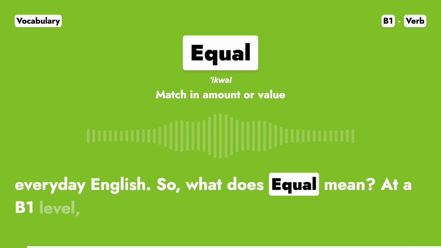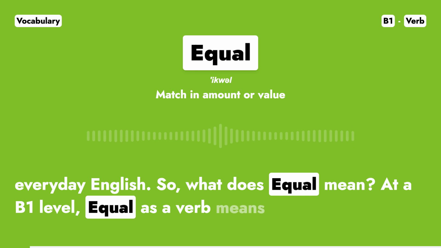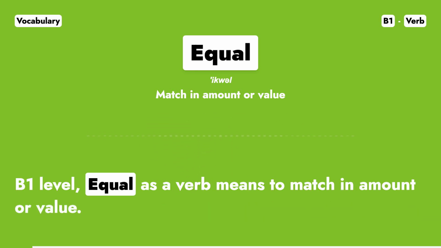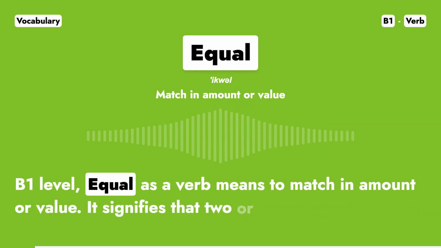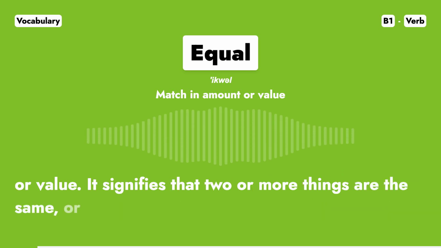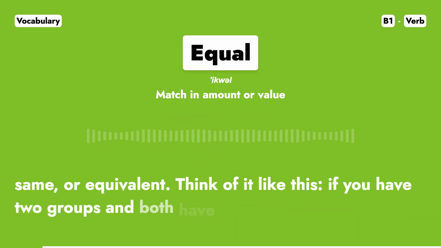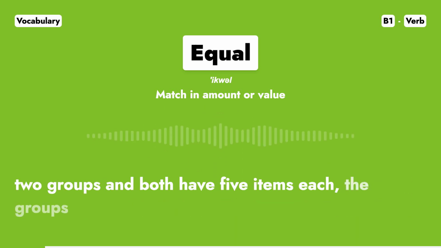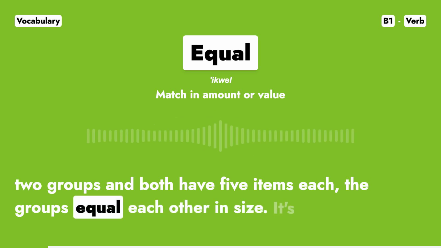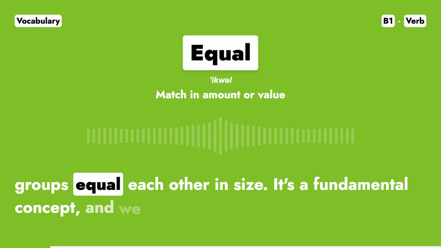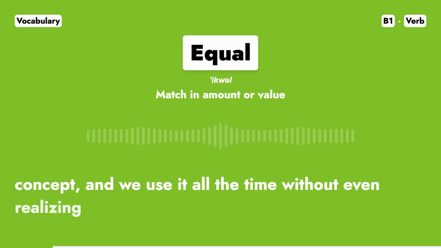At a B1 level, equal as a verb means to match an amount or value. It signifies that two or more things are the same or equivalent. Think of it like this. If you have two groups and both have 5 items each, the groups equal each other in size. It's a fundamental concept, and we use it all the time without even realizing it.